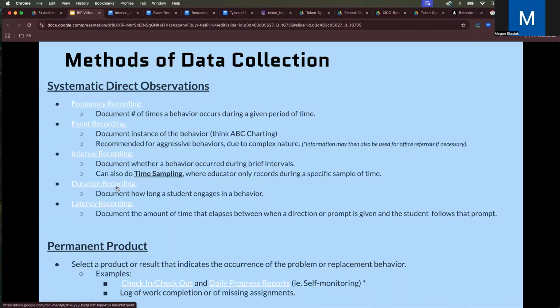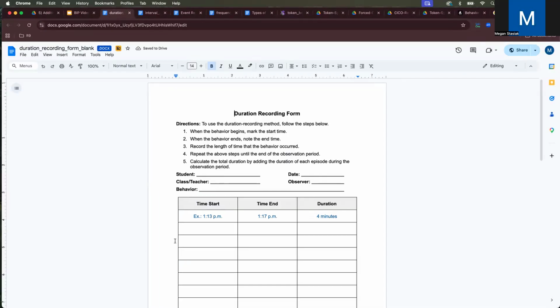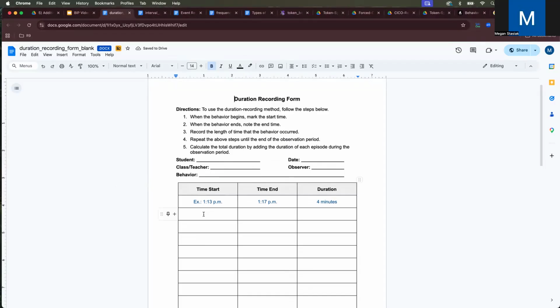We also have duration recording, which is how long they engage in a behavior. So this one, for example, could be maybe they were on task from 1:13 to 1:17. Maybe they were crying and they shut down from 1:13 to 1:17. So maybe it took them 4 minutes to self-regulate.